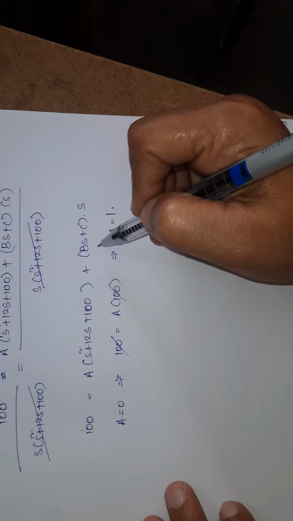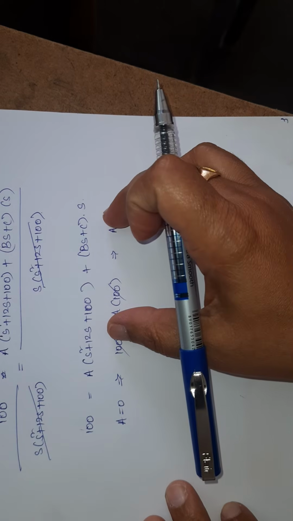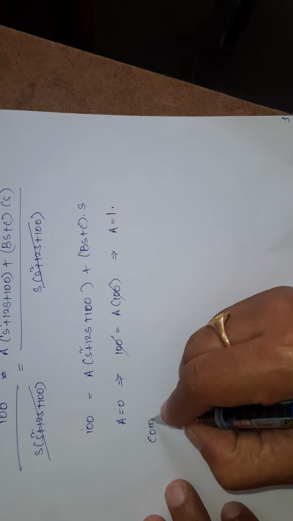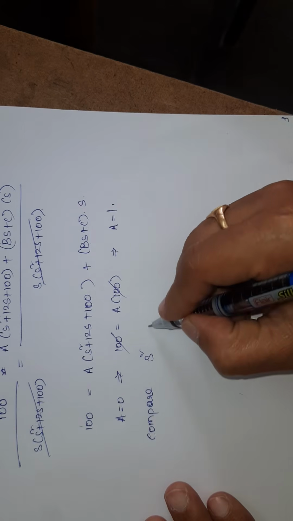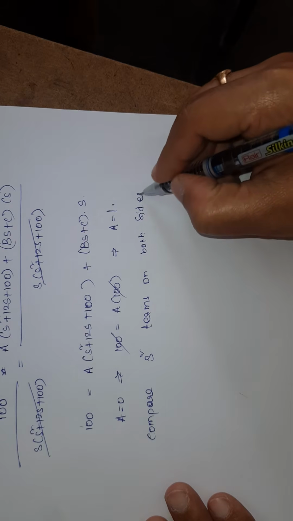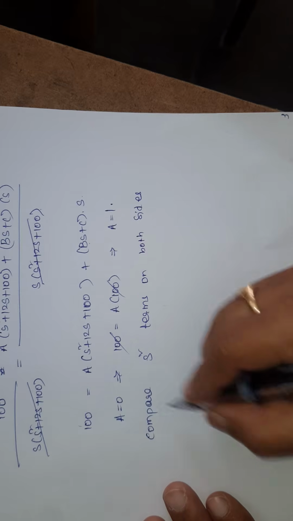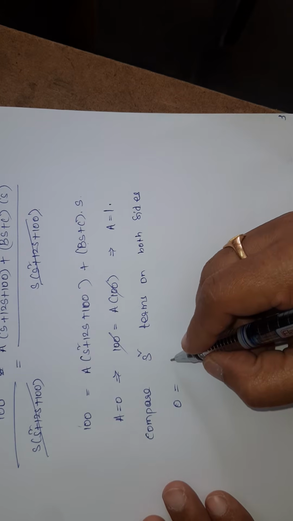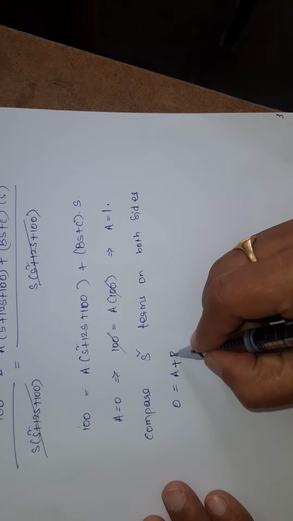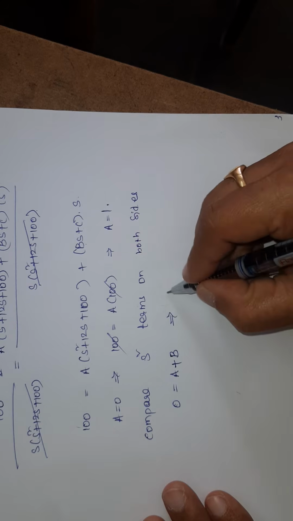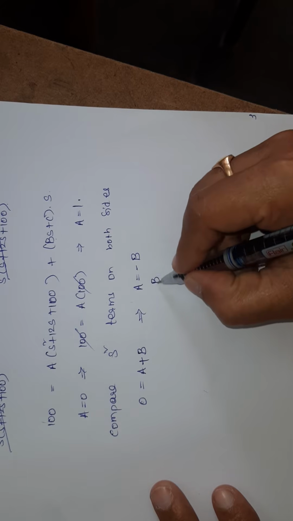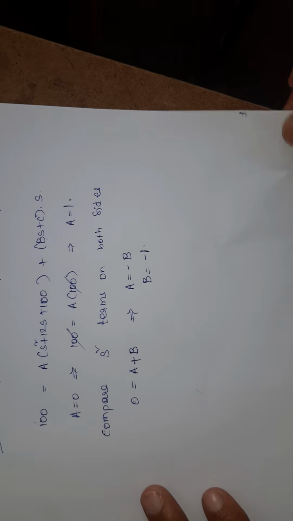Okay, simply I'll compare s square coefficients on both sides. On the left side there are no s square terms, so 0 equals a into s square plus b into s square. So a plus b equals 0, a is equal to minus b, or b is equal to minus a. So I will get the b value as minus 1.